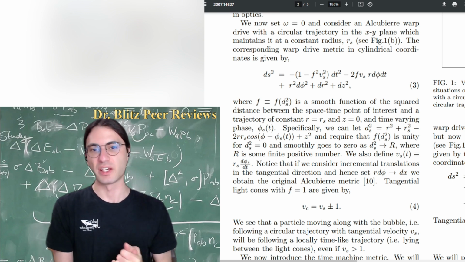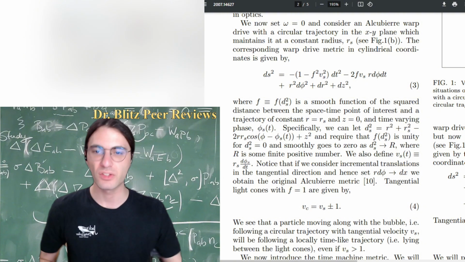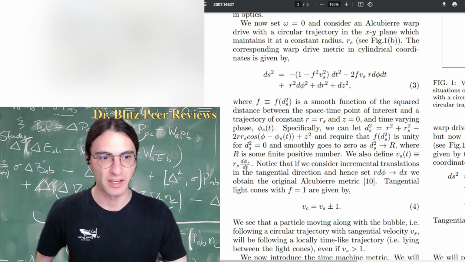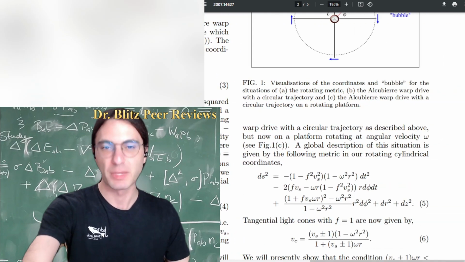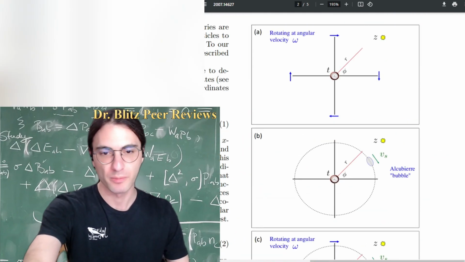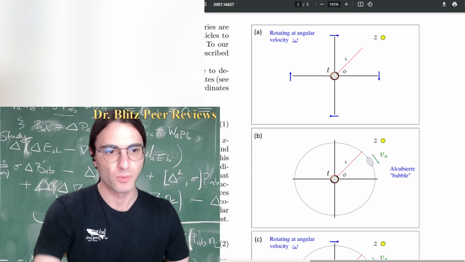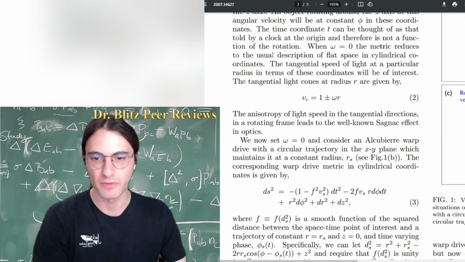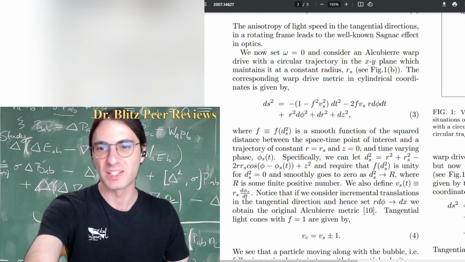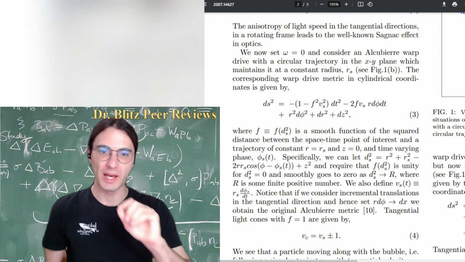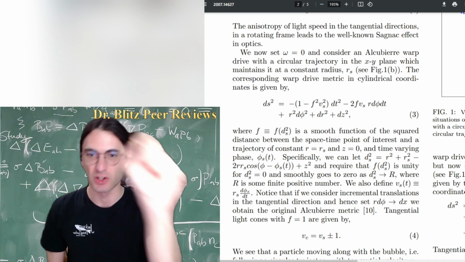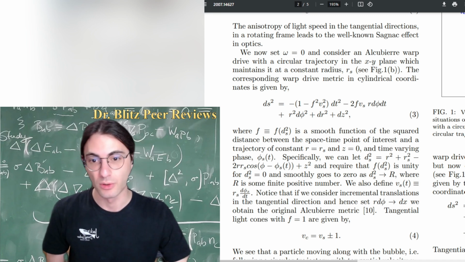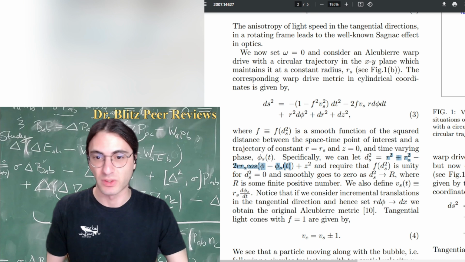Ah, I see. Okay. So you have a time-varying phase. This basically tells you where around the circle you are. And that's just some function of time, right? And so the point is that this f of d_s squared basically tells you how far away some point of interest is from a point that's moving around the cylinder at a particular rate. And so that's what this is saying in particular.